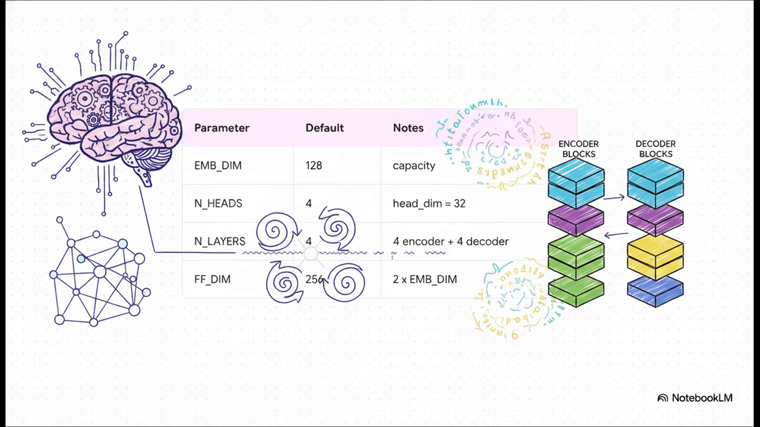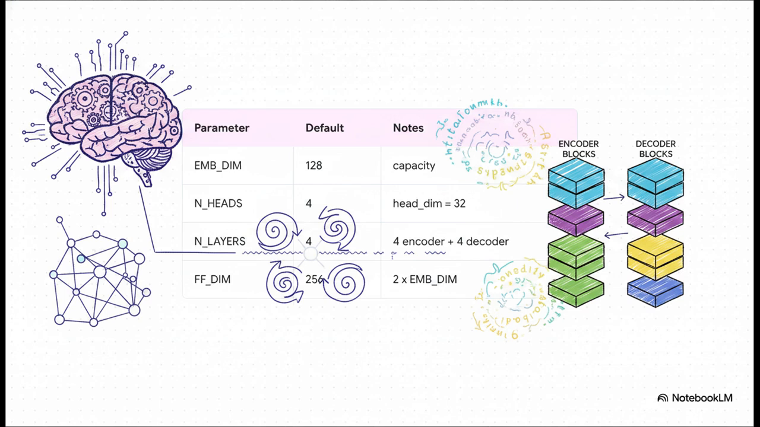Notice the scale-up from the previous steps here. We're rocking an embedding dimension of 128 because, well, a real vocabulary demands serious capacity. We're using 4 attention heads, and crucially, we're deploying 4 encoder blocks and 4 decoder blocks, along with a feed-forward dimension of 256. We're adding real depth and complexity so the AI can actually capture the intricate relationships between English and Spanish words.